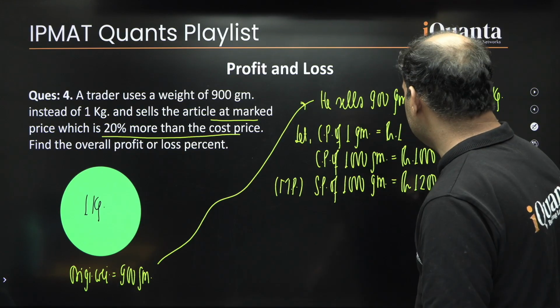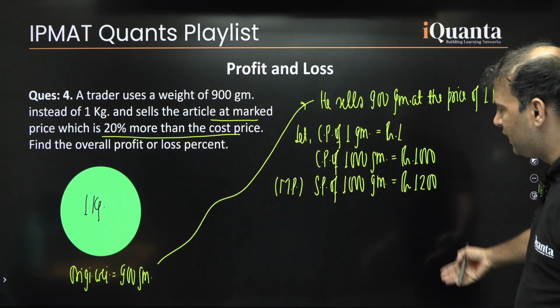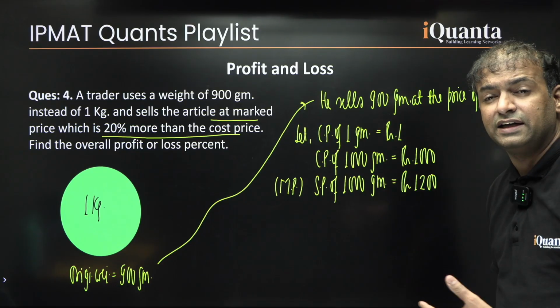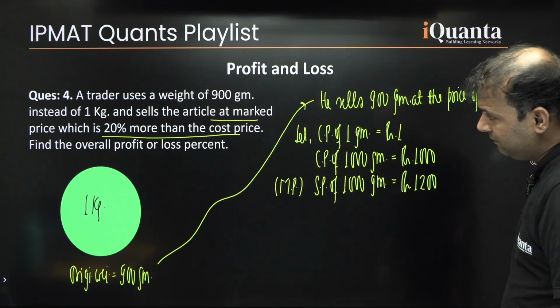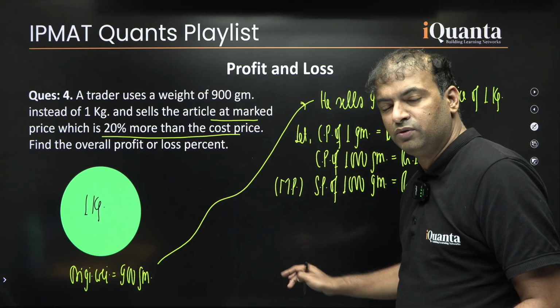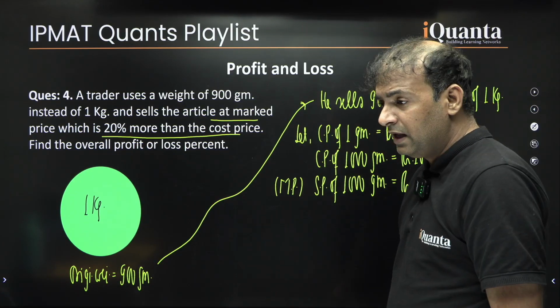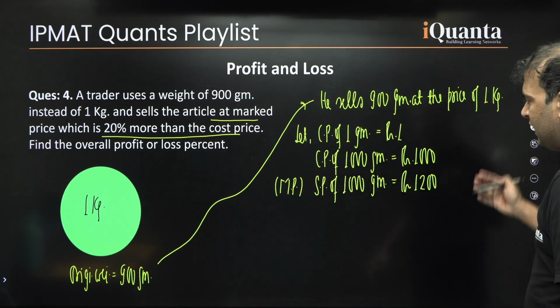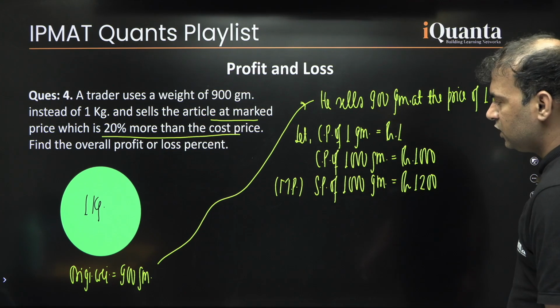If there is a discount, then we again subtract the discount amount to get the final selling price, okay? But in this question, there is only marking up, no discount. So the marked price is the selling price as well.